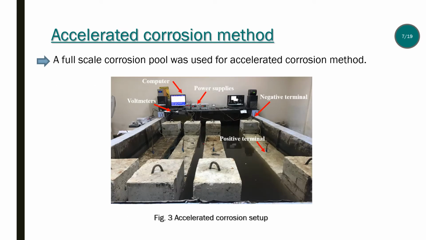In this study, a full-scale corrosion pool was used for the accelerated corrosion method. To corrode the steel bars, positive outputs of the adjustable power supplies were connected to extended copper wires, and negative outputs of the power supplies were connected to stainless copper plates that were surrounding the corrosion pool. Voltmeters were connected to each specimen to record the current at 60 seconds intervals in order to monitor and achieve the designed corrosion levels. The theoretical mass loss was calculated according to Faraday's law.